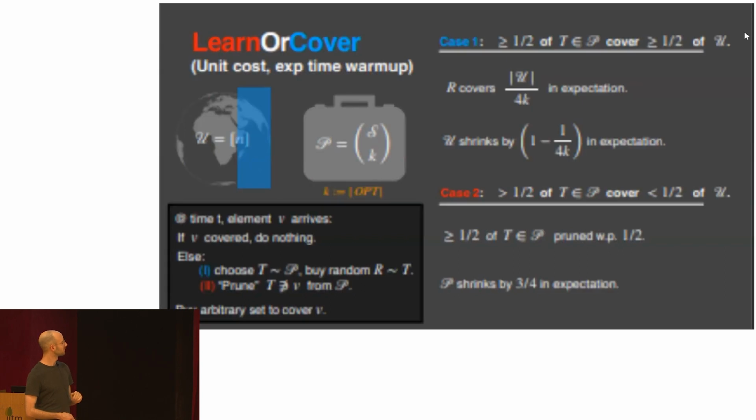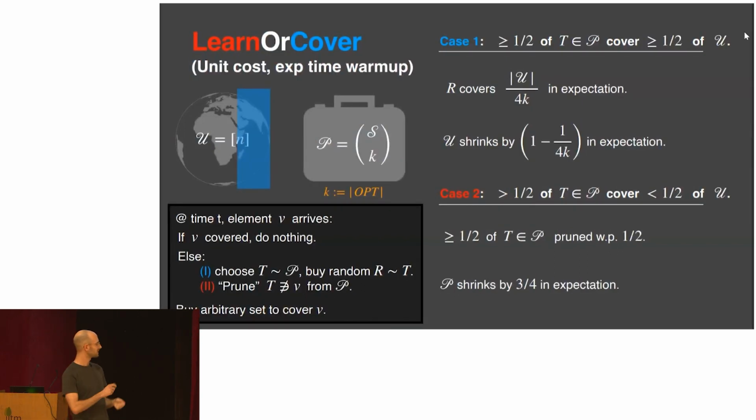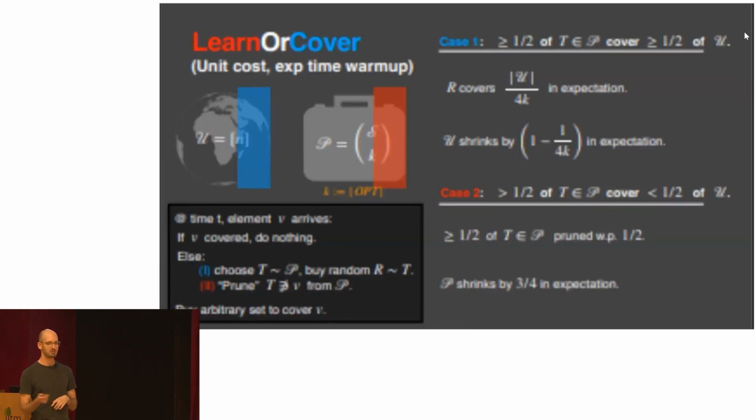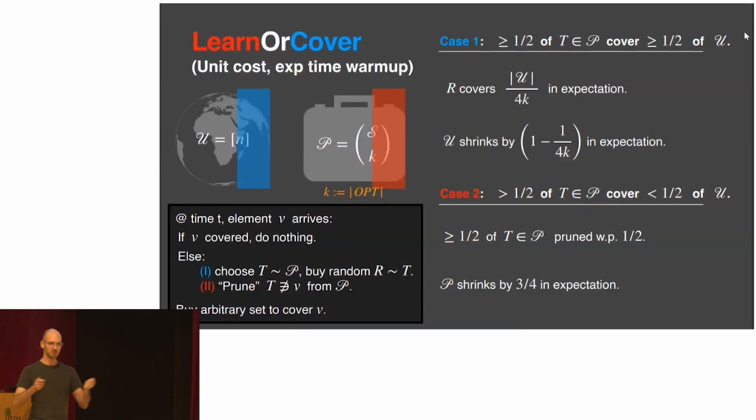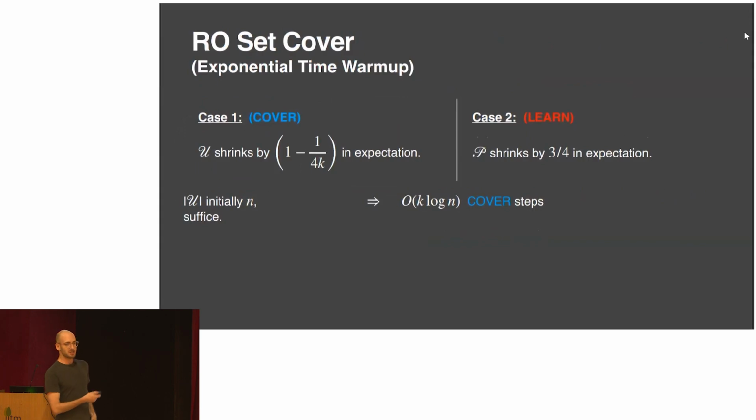So the picture you should have in your head is that every time we pay 2, every time we land in this else clause, we're either in case 1 or case 2. We don't know which case we're in, but in case 1, we take a bite out of U, and in case 2, we take a bite out of P. You're kind of marching through, and every time you take a bite out of one or the other. Okay, so let's do the analysis.